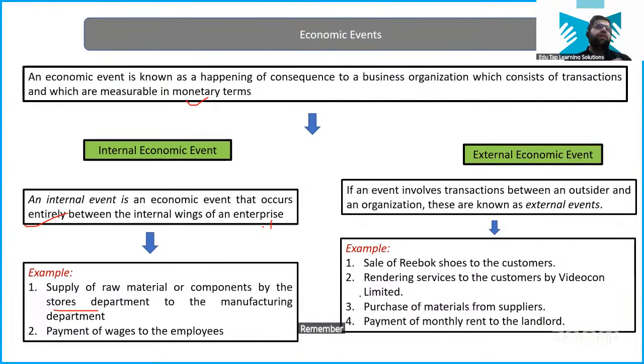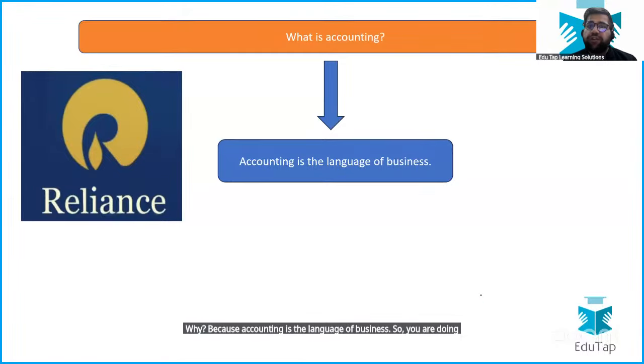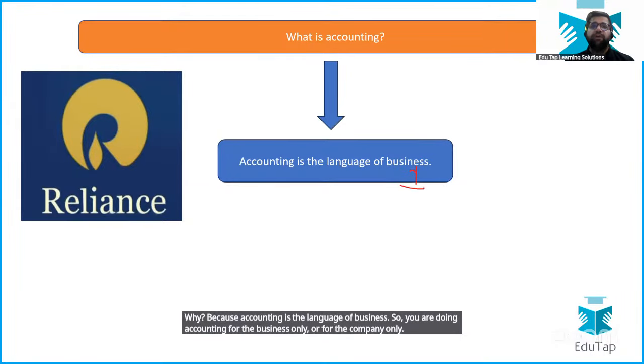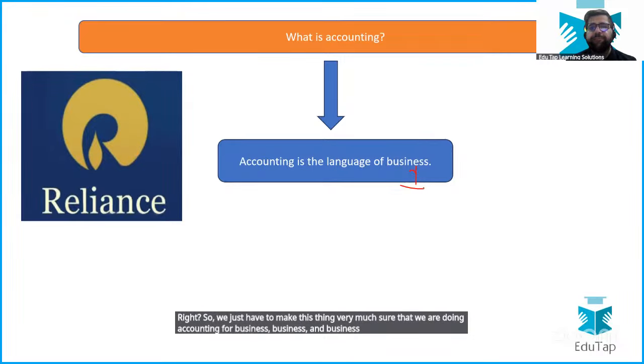Now, I was telling you one very important point. Remember, my friends, we do accounting for business or for companies or for organizations. We are not doing accounting for the owner of the business. Remember this thing very clearly. Why? Because accounting is the language of business. So you are doing accounting for the business only or for the company only. Whenever you are making accounts, think from the business perspective first. This is a golden rule. You are not doing accounting for Mukesh Ambani or for Anil Ambani or for any other Ambanis. You are doing accounting for Reliance. So we just have to make sure that we are doing accounting for business, business, and business. That's it.